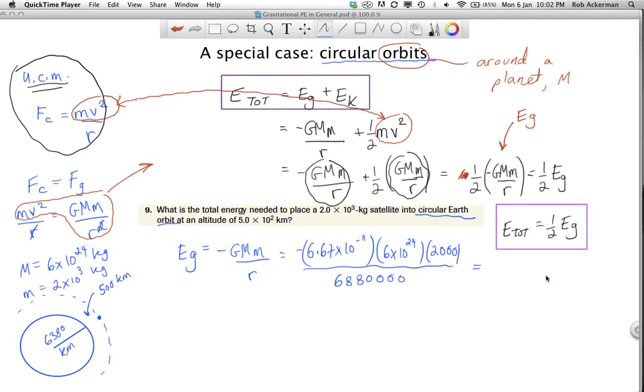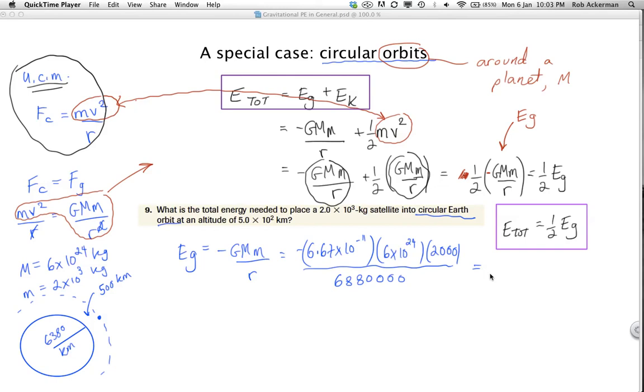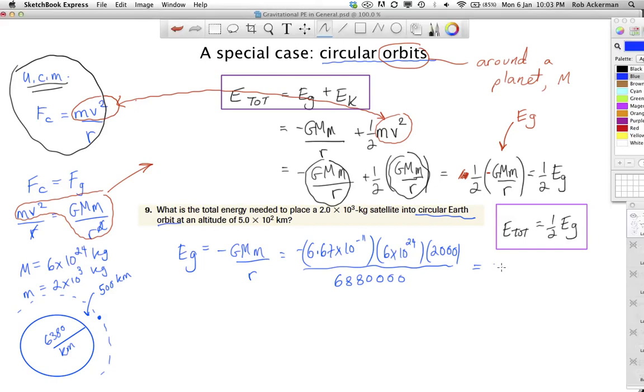I'm just going to pause my video here while I do a calculation. Okay, folks, and sorry for the delay there, the little pause. I get the following number. Negative 1.163 times 10 to the 11 joules of energy. So that's the gravitational energy of a satellite that has a mass of 2,000 kilograms when 500 kilometers above the surface. Now, because it's a circular orbit, I can use this special result here that E total equals half Eg. So let me do that.